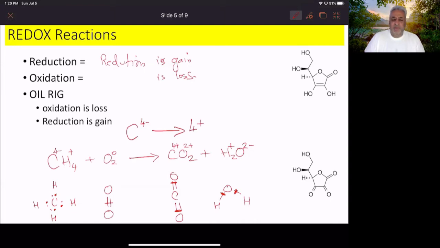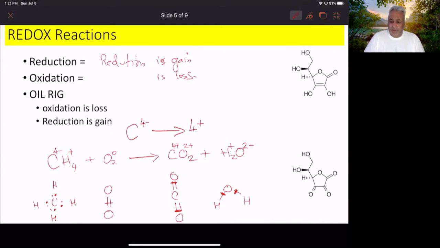So there's been a change. And because carbon has lost control over its electrons, loss is oxidation. The carbon has become oxidized, and the oxygen has been reduced. With respect to hydrogen, nothing changed.